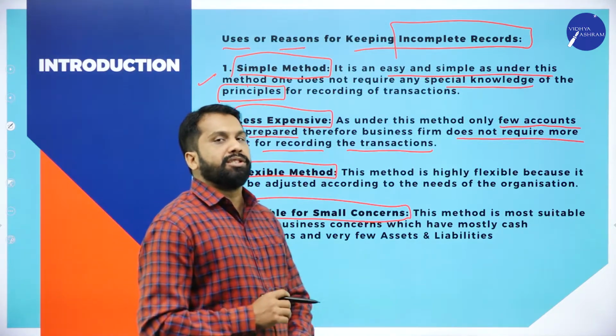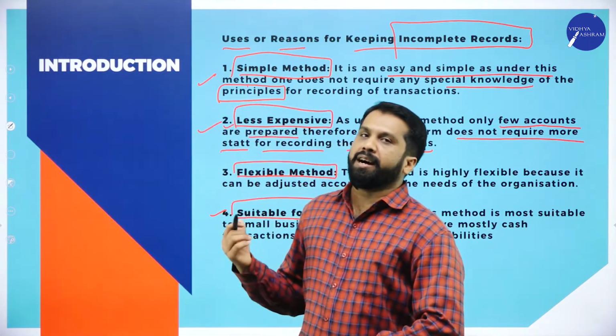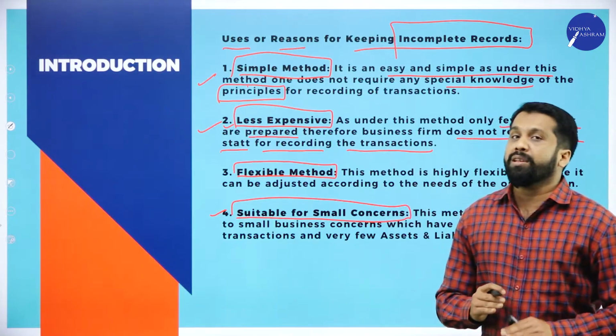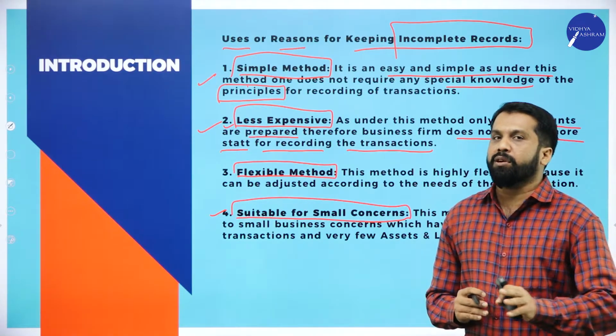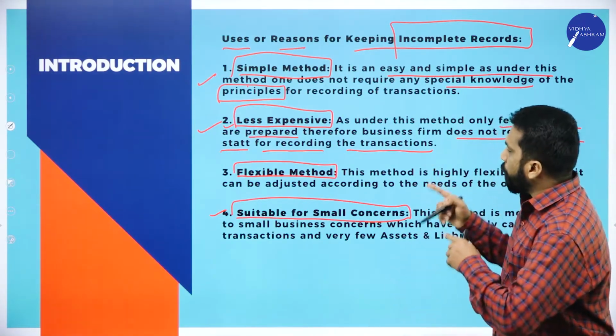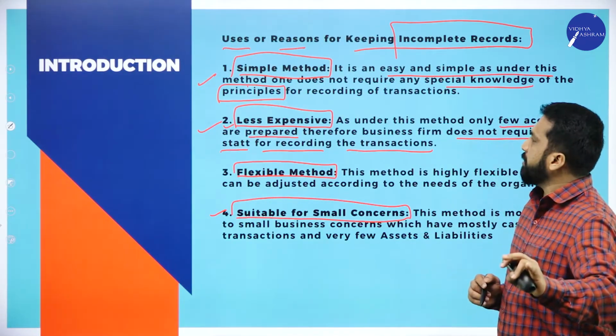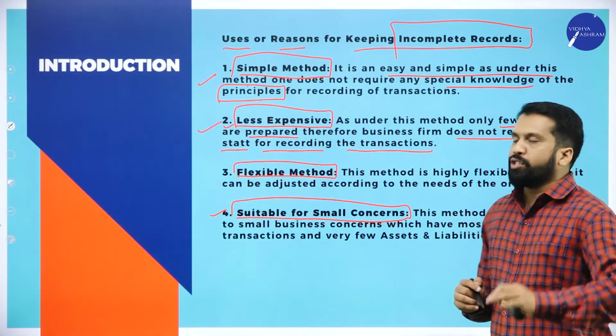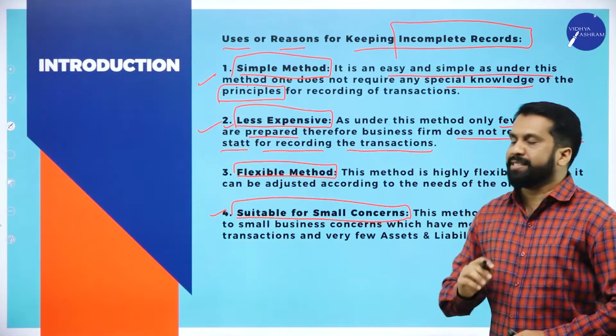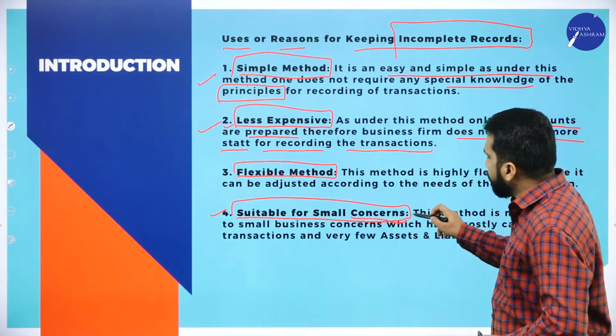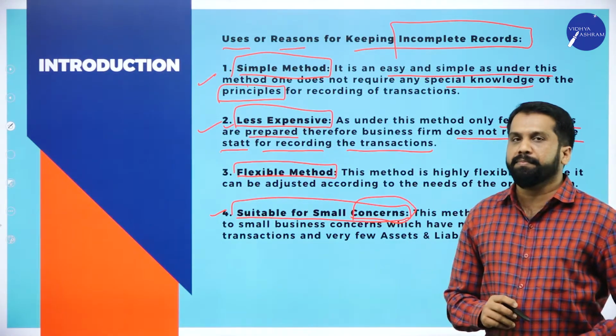If it is a big institution, the single entry or incomplete record will not be applicable. It is not suitable. Clear? 4 points you have to remember: simple method, less expensive, flexible method, suitable for small concern. Concern means institution or company.